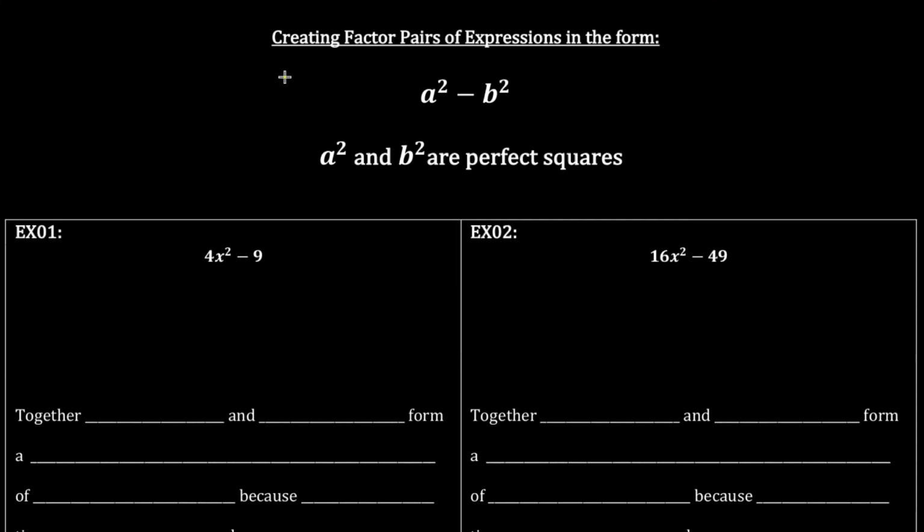So this one is creating factor pairs of expressions in the form a squared minus b squared, where a squared and b squared are perfect squares. Okay, there's a lot going on here, right? But I would say this. I want to remind you what perfect squares are.